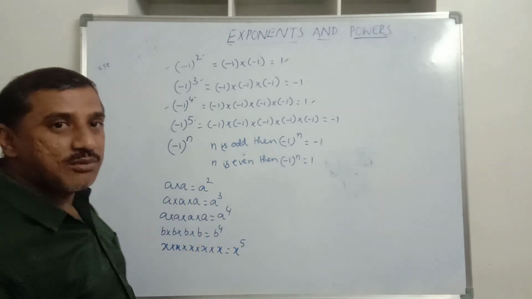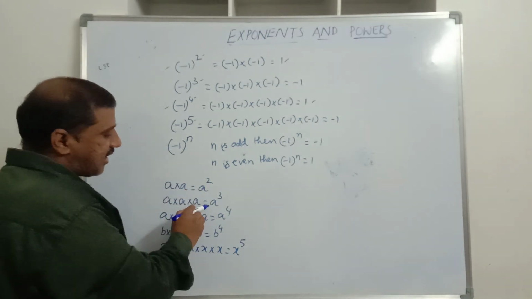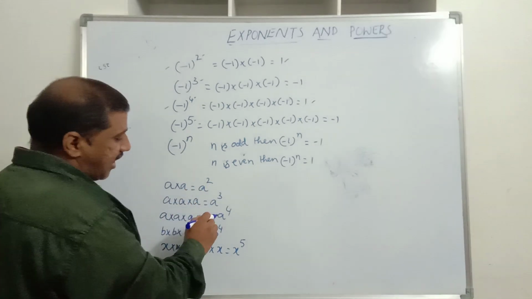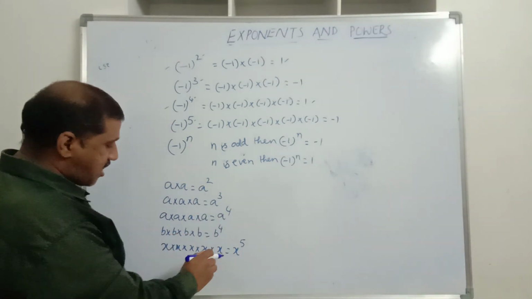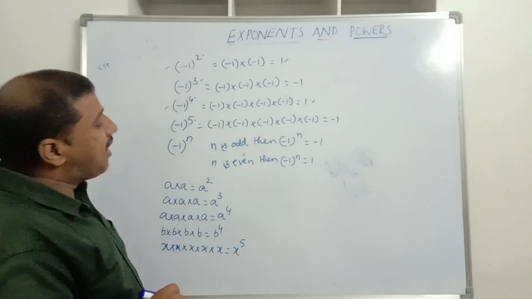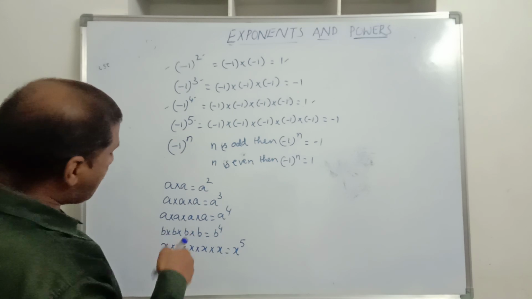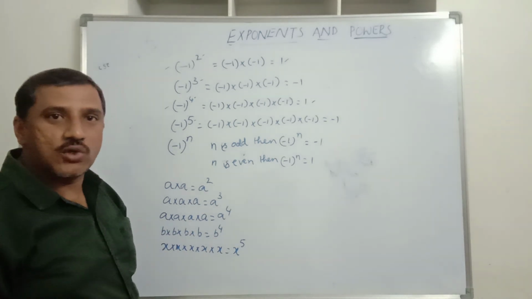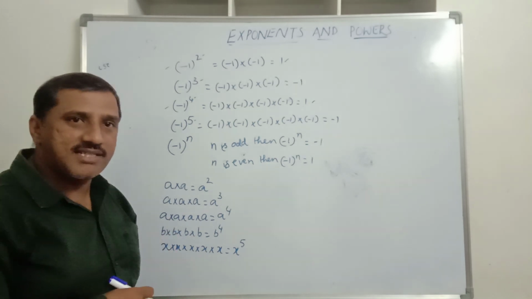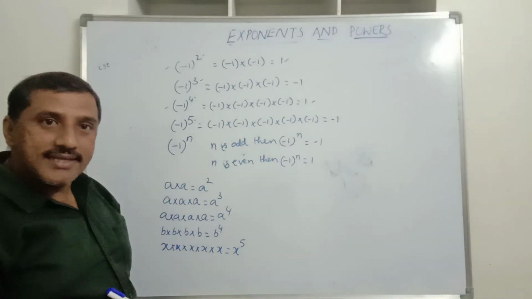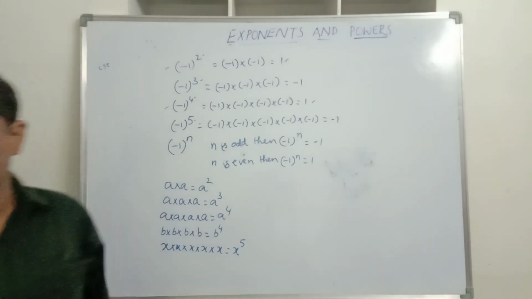All these are in exponential form, where here a is the base and 2 is the exponent. Here a is the base and 3 is the exponent. A is the base, 4 is the exponent. Here b is the base and 4 is the exponent. And here x is the base, 5 is the exponent. Not only for numbers, we can also write this exponential form for variables. Their products can be expressed in the form of exponents. Is it clear? Now we will discuss prime factors, prime factorization.